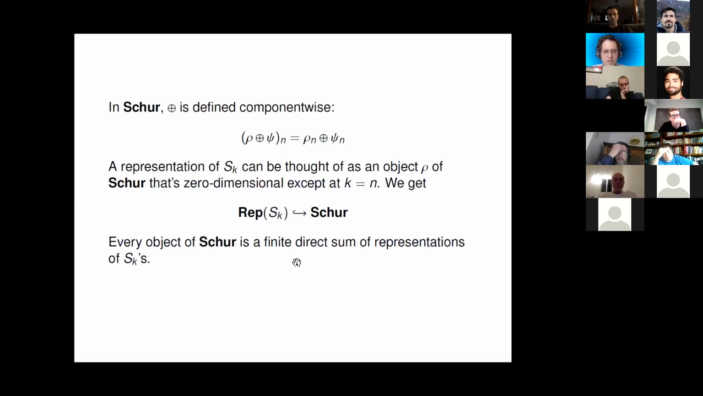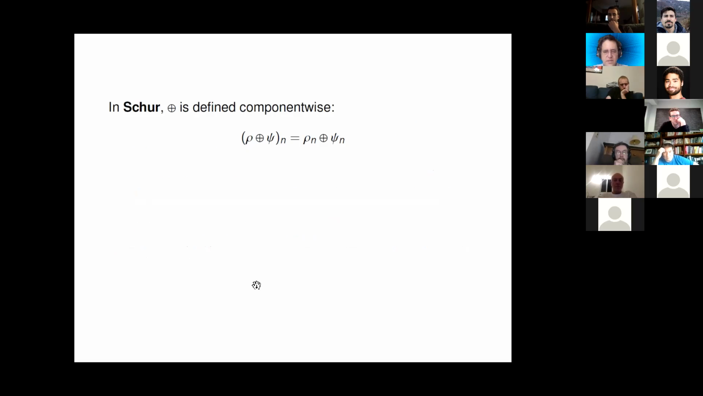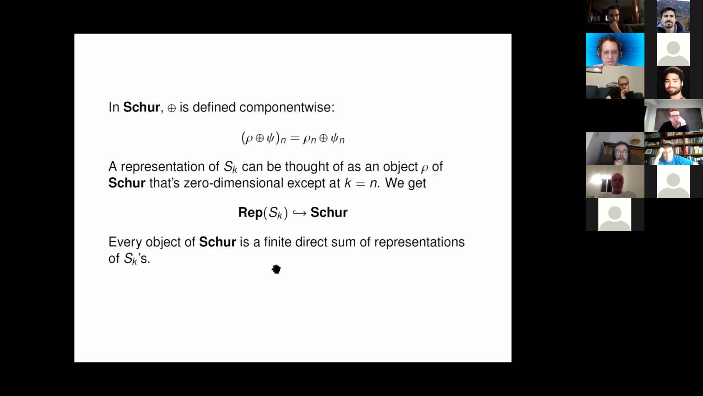And then thanks to this finiteness clause in my definition of Schur, every object of Schur is going to be a finite direct sum of representations of different S_k's. That finiteness clause was this jazz here. So that's a way to think about it. Basically, we're just letting ourselves take direct sums of representations of different symmetric groups, and they will still make sense inside this big fat umbrella Schur.